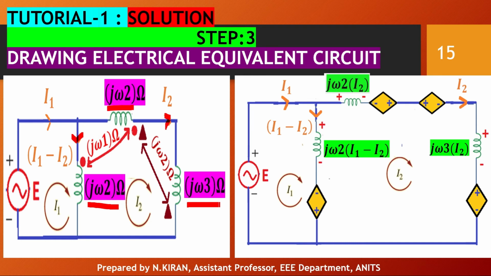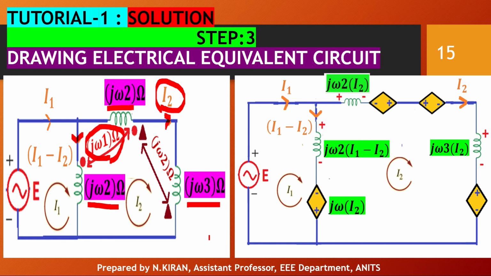Coming to the mutually induced EMF in the first coil, the mutual inductance existing between the first coil and the third coil is j omega 1, and the mutually induced EMF in the first coil is due to the current I2. Therefore, the mutually induced EMF in the first coil will be j omega 1 into I2.